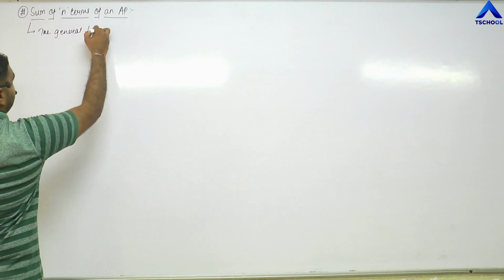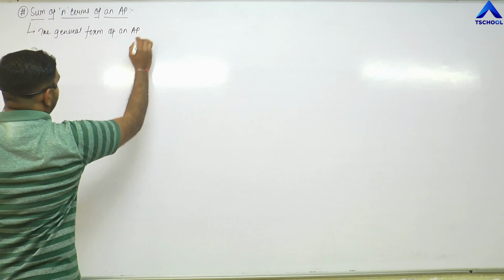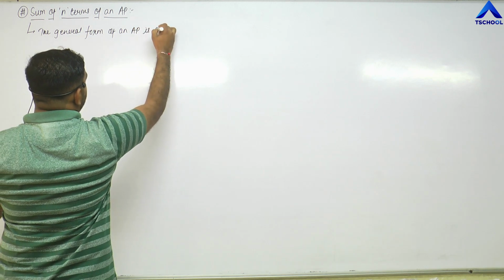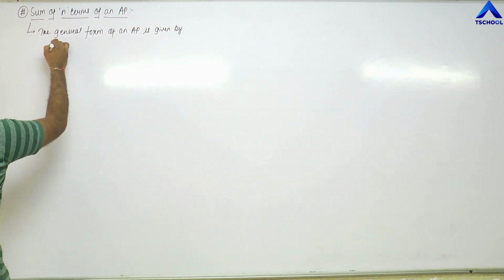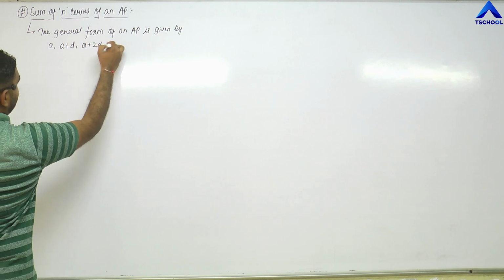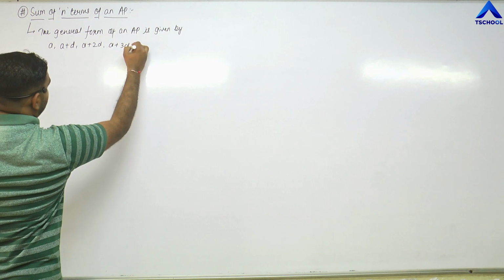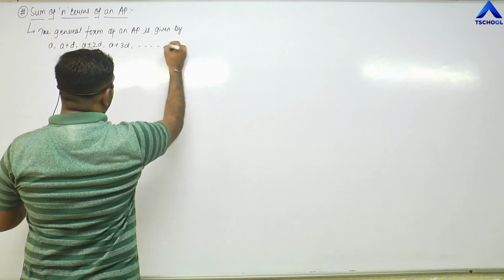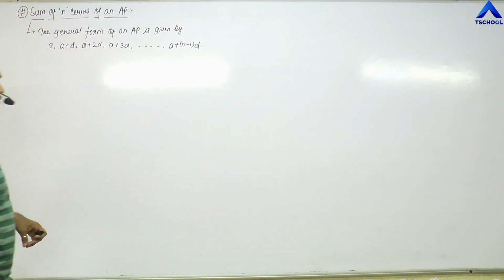the general form of an AP is given by a, a plus d, a plus 2d, a plus 3d, up to a plus n minus 1 into d, right? So this is how the general form of an arithmetic progression is given.